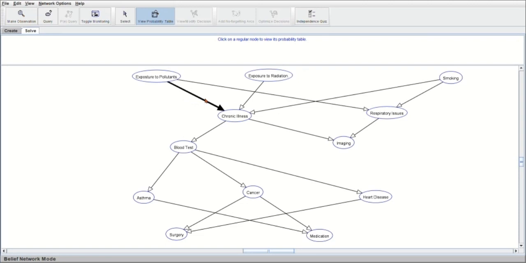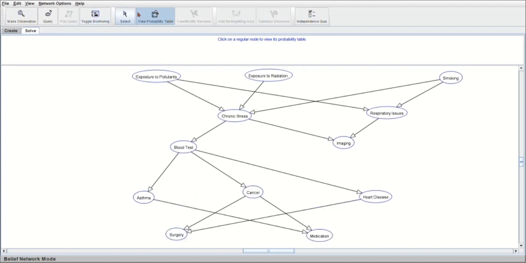Okay, so my topic was to design a Bayesian network for a simple diagnostic problem. So here I have mentioned the causes of a disease, then symptoms of a disease, and then the actions to be taken to prevent those diseases. So this is the first level. Chronic illness and respiratory issues are the second level. This is the third level, fourth level, and the final is the fifth level.